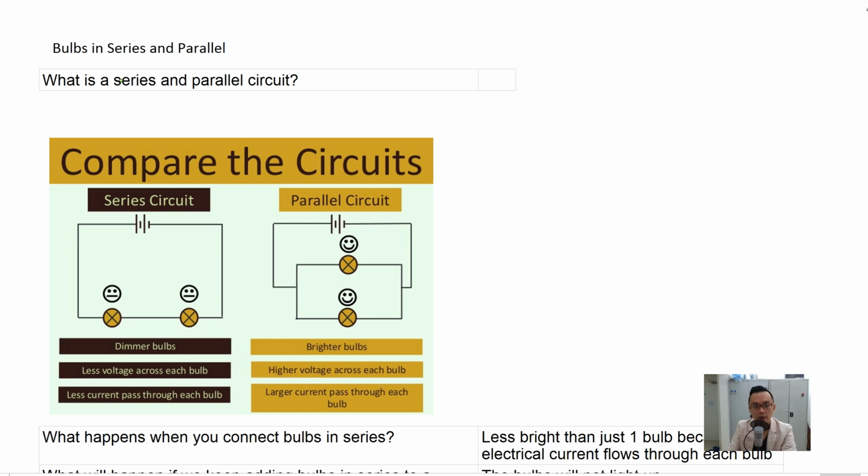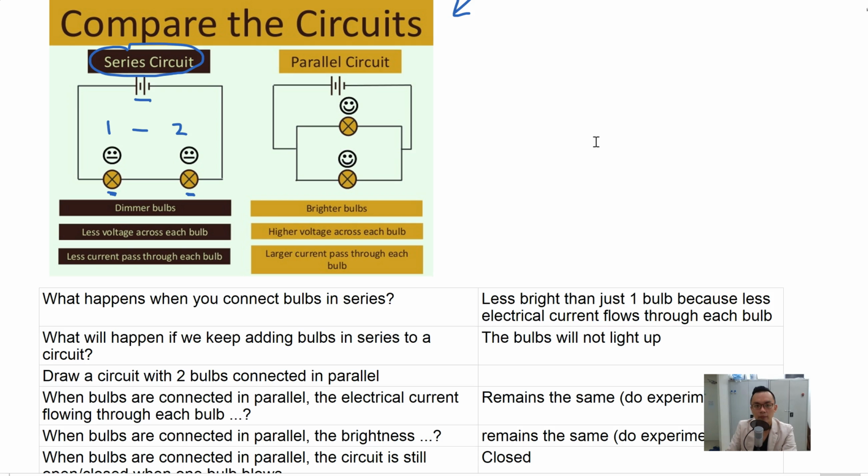Okay, so next we are going to look at bulbs in series and parallel. So question, what is a series and what is a parallel circuit? Let's look at this picture over here. So a series circuit is basically there are two batteries and you have one bulb here followed by another bulb. So it's a 1, 2 structure.